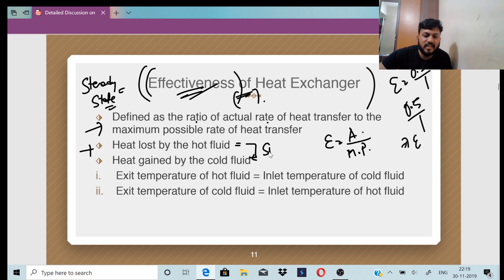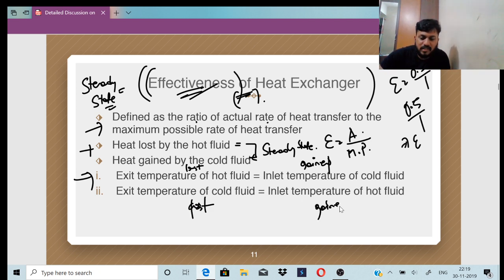This is according to the steady state heat transfer, right? So now first one will be exit temperature of hot fluid is equal to inlet temperature of cold fluid. Here, exit temperature is heat lost, inlet temperature is heat gained. Then again, exit temperature of cold fluid is heat lost, inlet temperature of hot fluid is heat gained. So basically if you take this steady state heat transfer into consideration, heat lost by hot fluid is equal to heat gained by the cold fluid.